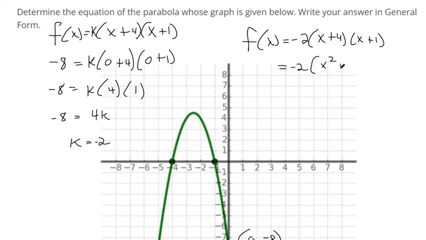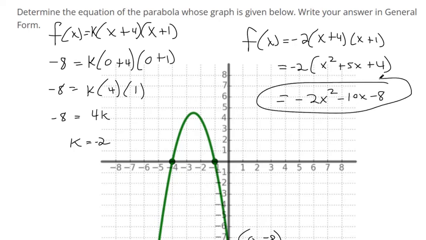So you should get x squared plus 5x plus 4 when you do that, because x times x makes x squared, x times 1 makes x, 4 times x makes 4x, so those add up to make 5x, then 4 times 1 makes 4, and then we got to distribute that -2 to everything. So -2x squared minus 10x minus 8 is the complete equation in general form.